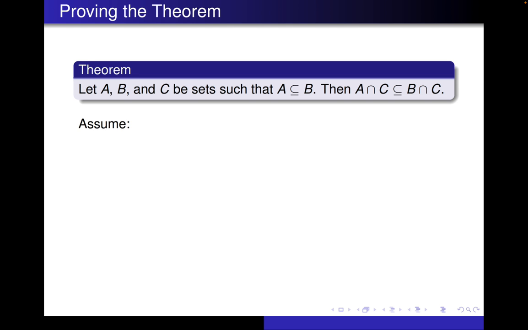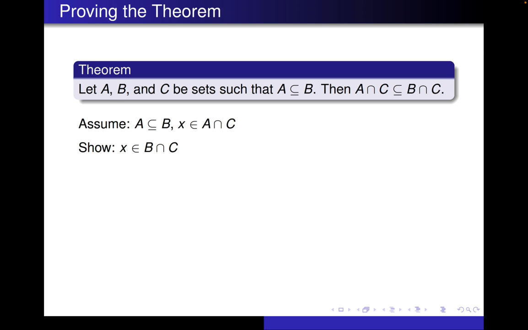All right, so what are we going to assume? Well, we're going to assume a couple of things. First of all, our overall assumption from the theorem is that A is a subset of B. But remember, we're also proving that A intersects C is a subset of B intersects C. That means we're also assuming that some arbitrary element X is in A intersects C. We're assuming X is in A intersects C because we're proving a subset proof, and we're assuming that A is a subset of B because that's part of the assumptions of our theorem. All right, and what we want to show is that X is in B intersects C.